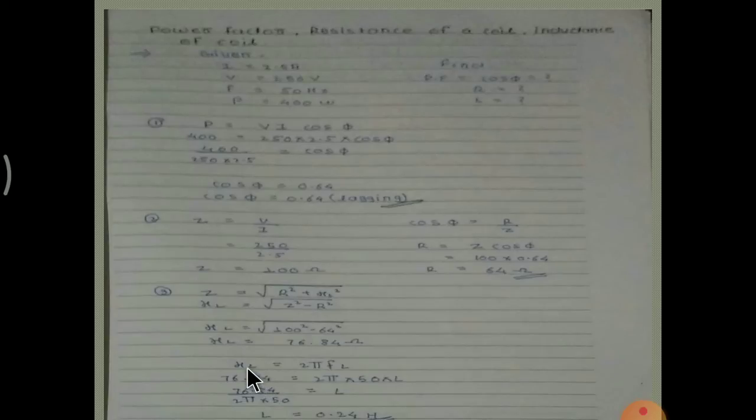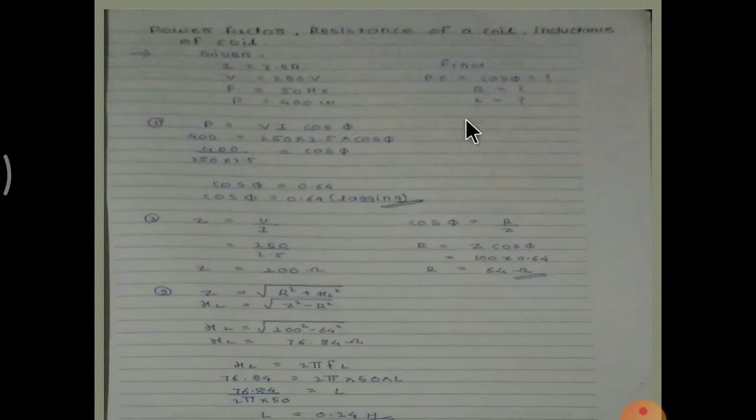Then put this value into the XL formula. XL is equal to 2 pi FL. Use this formula to find the value of L. Put the value of XL 76.84 equal to 2 pi into F, frequency 50 Hz, into L. Keep L as it is, and 2 pi into 50 divided by 76.84. Then we get the value of L equal to 0.24 Henry.